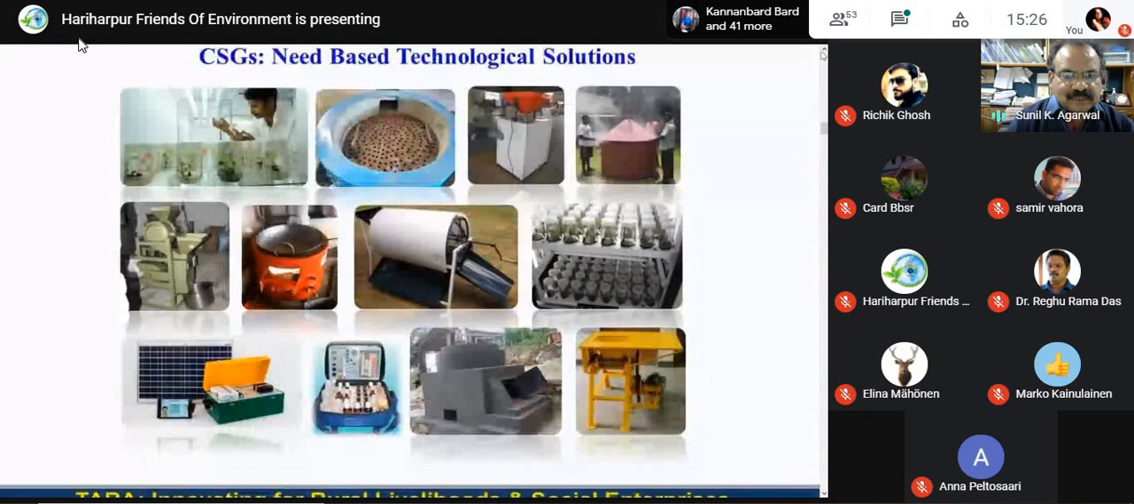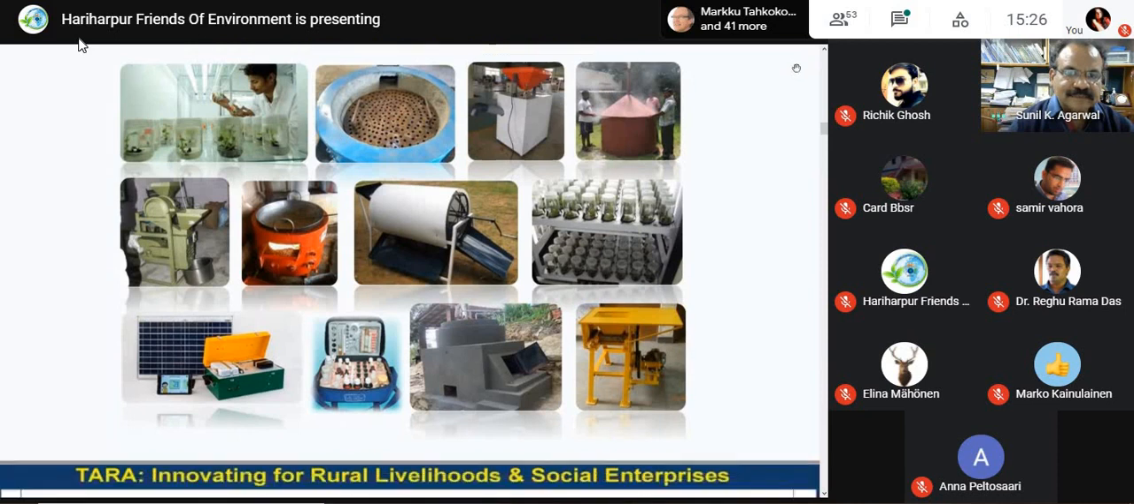So our interventions through this program are need-based technological solutions to address the local challenges. And these are some of the interventions which have been carried out through a network of these core-supported organizations in the energy sector, in the biotechnology field, and in other sectors as well. Next slide, please.